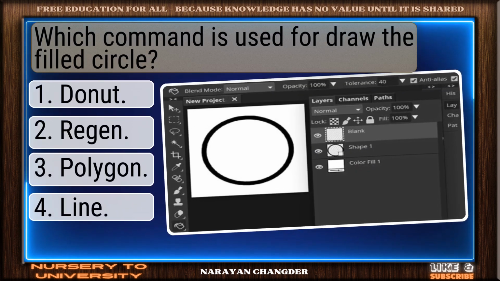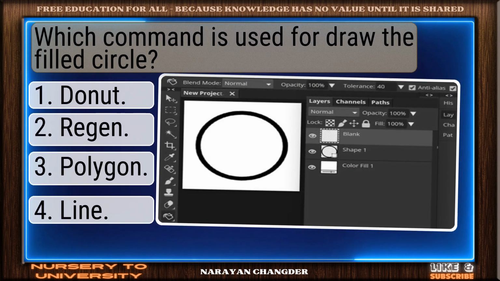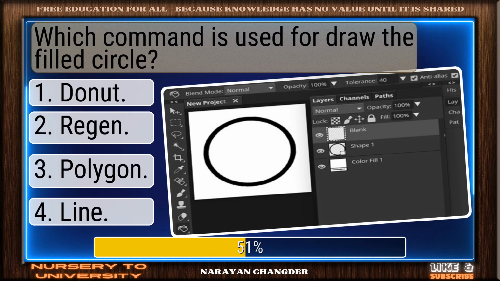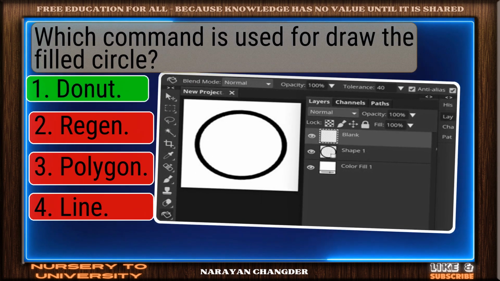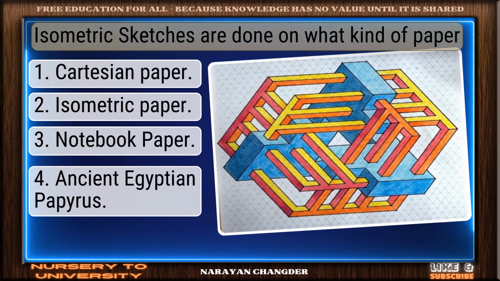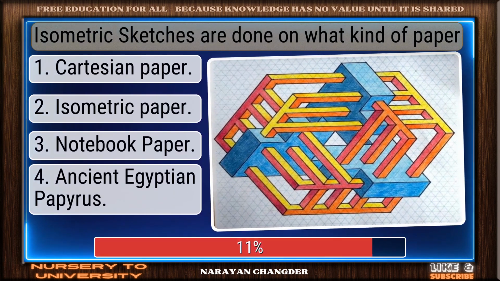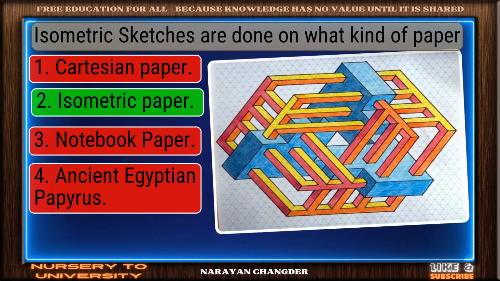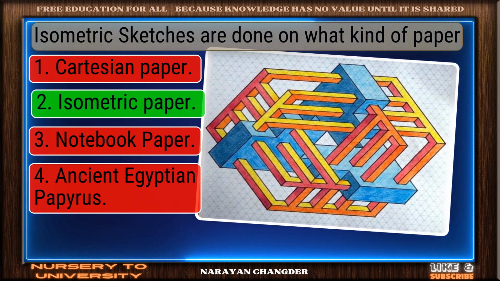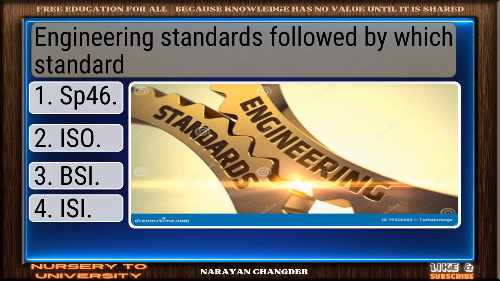Which command is used for draw the filled circle? Right choice. Donut is the best answer. Isometric sketches are done on what kind of paper? Smart pick. Isometric paper is the correct choice.